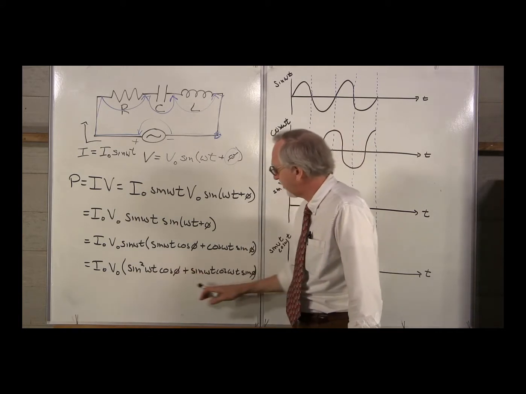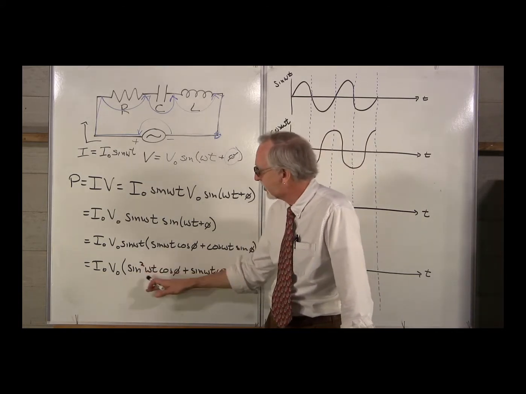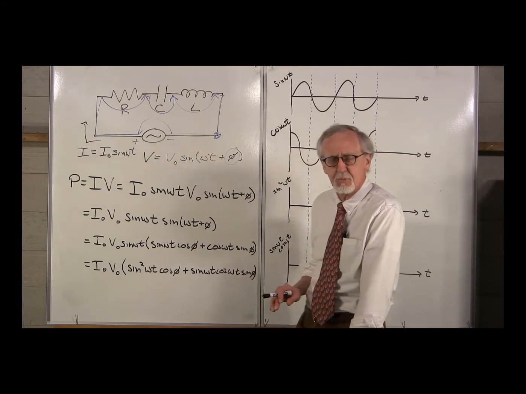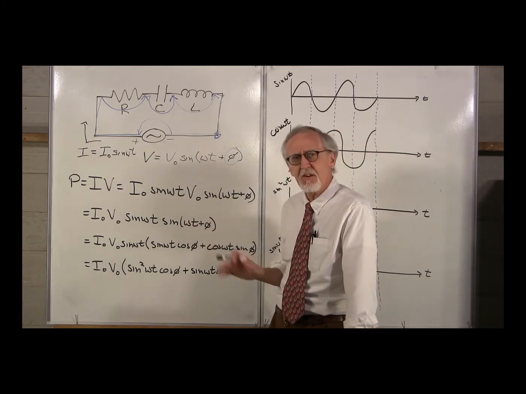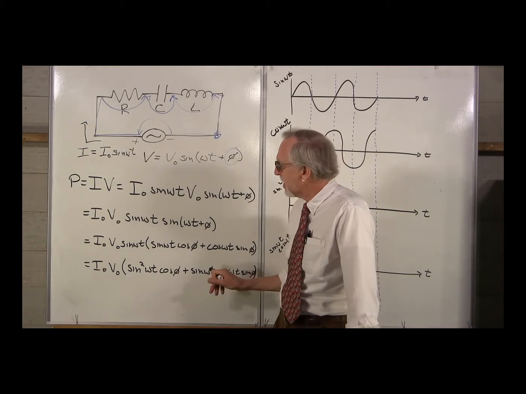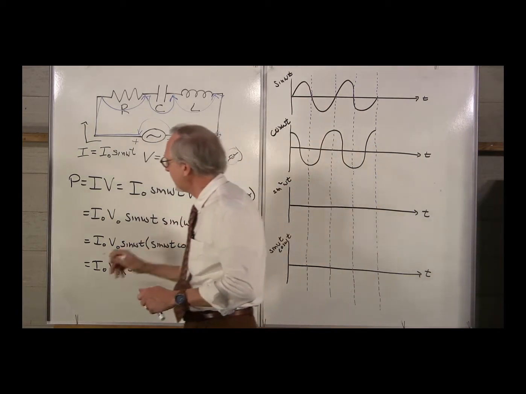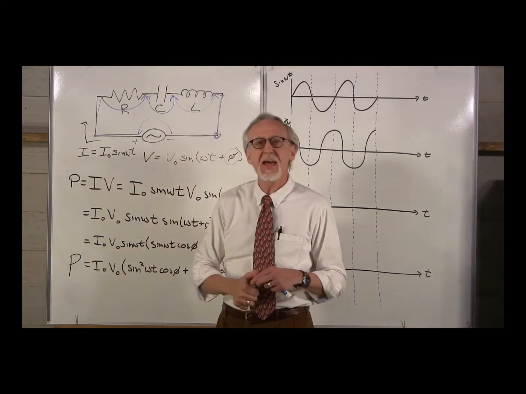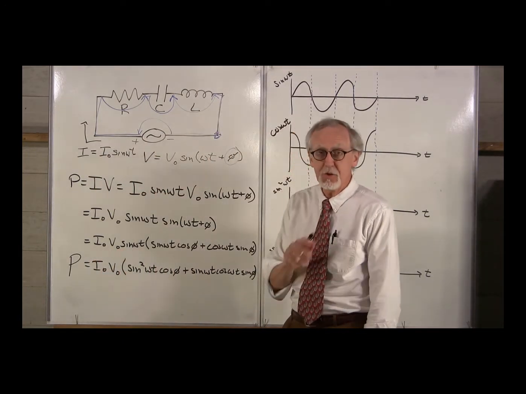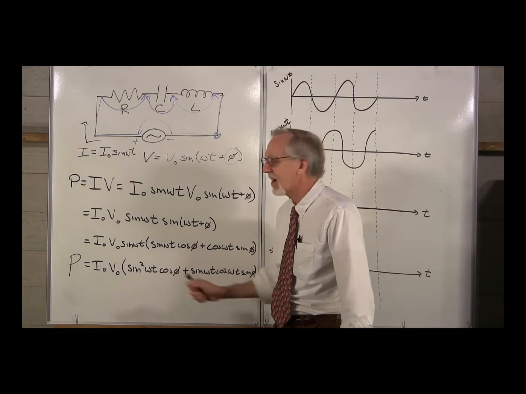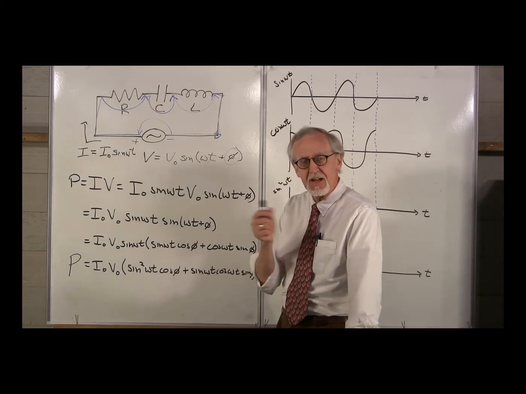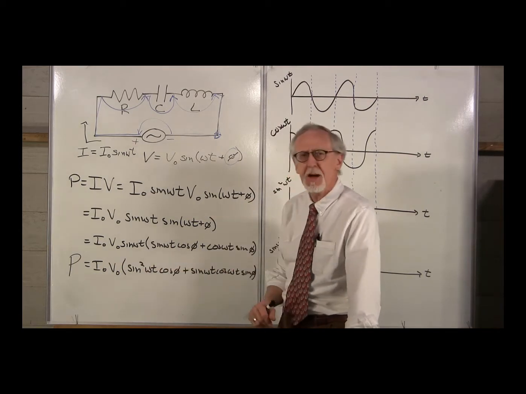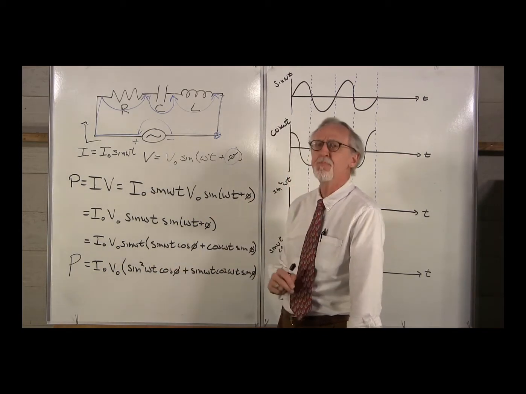This is very complicated. We've got a sine squared term over here, a sine omega t, cos omega t term over here. This is a very complicated time dependence. This gives us the instantaneous power: how much power is used at any particular time. If you wanted, you could put any time in here, some value for time, 3.27 seconds, and you could figure out how much power is being used at that instant.